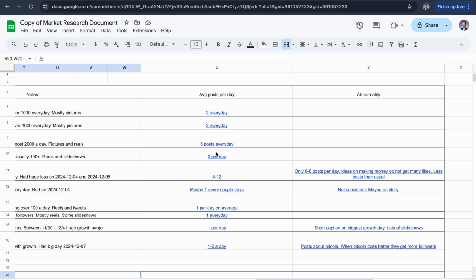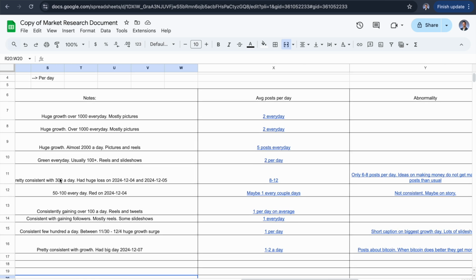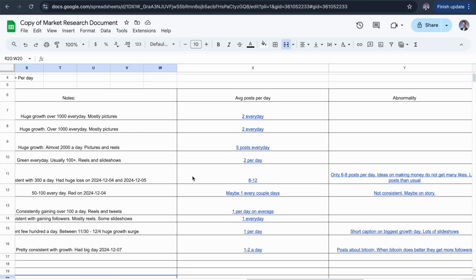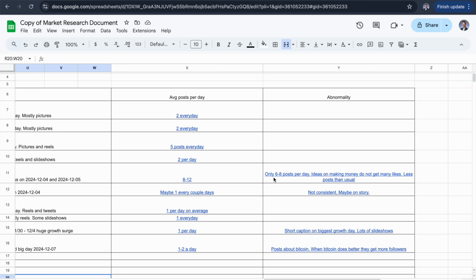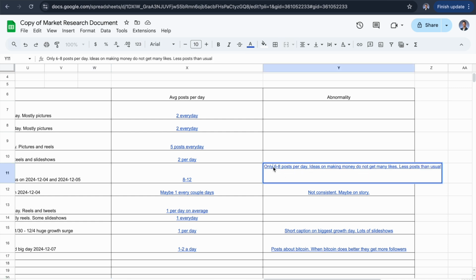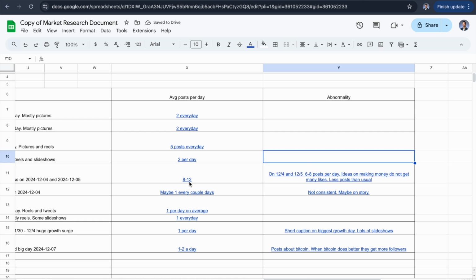And then if they have a big abnormality, so let's see, they had a huge loss on 12.4 and 12.5. Let me just specify that. So on 12.4 and 12.5, they only did 6 to 8 posts per day, when they usually do 8 to 12. So they did considerably less, or at least a couple less, which is not a big deal. It doesn't seem like a lot, but in some eyes, it might be the deal breaker. Maybe if they're not seeing their name quite as often as they're used to, then that could be what's losing them followers.